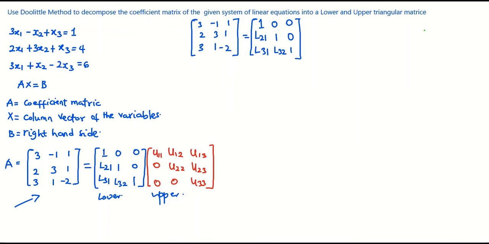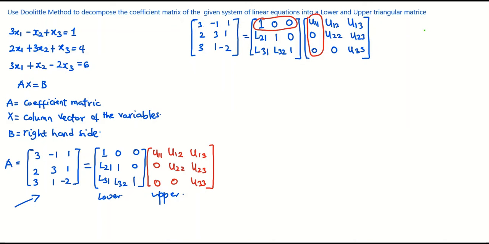Then this will be multiplying the upper triangular matrix, which will be U11, U12, and then U13, and then you're going to have 0, U22, U23, and then 0, 0, U33 here. So now let's multiply these two matrices. You will take the row of the first matrix and multiply by the column of the second matrix. Let's look at how you are going to do this.